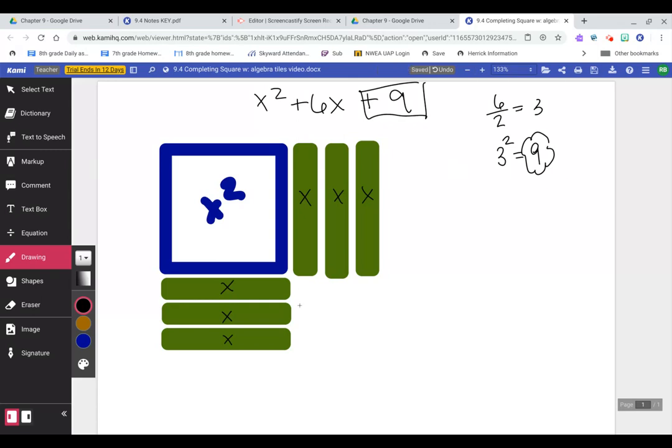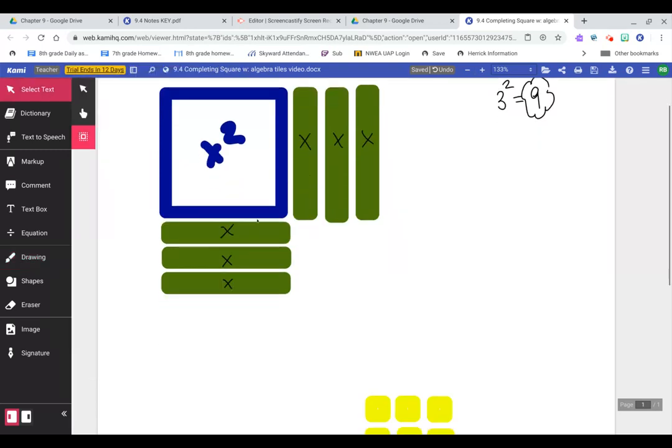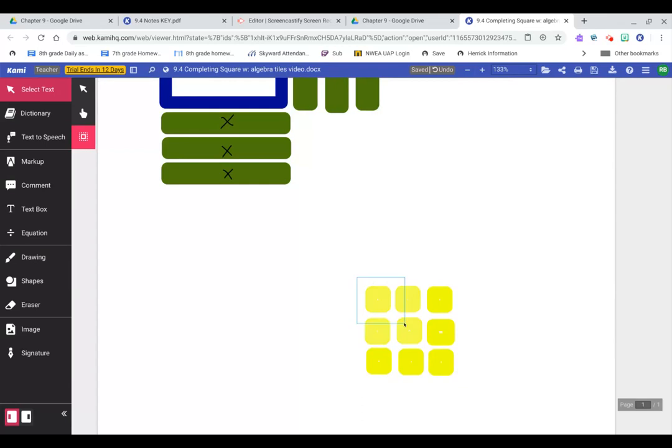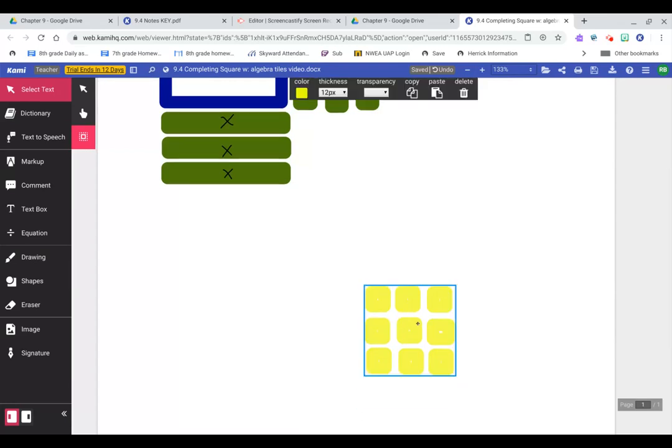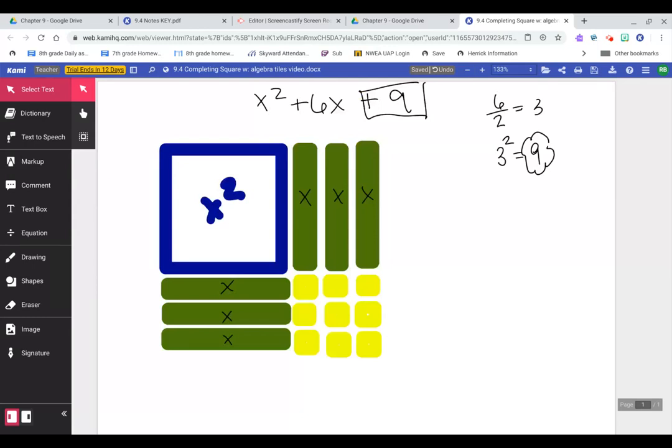Oh, check it out. If I added 9 squares there that are represented by 1, that would complete it, which I happen to have right here. So if I highlight this, let's see if I move it up there. So when I move these, you now see that we have completed a square, and we have x squared plus 6x plus 9 to complete that expression.